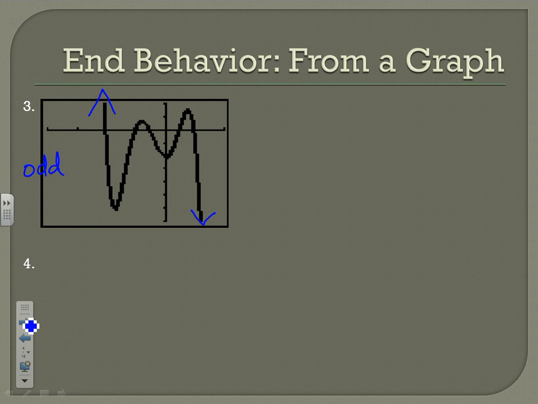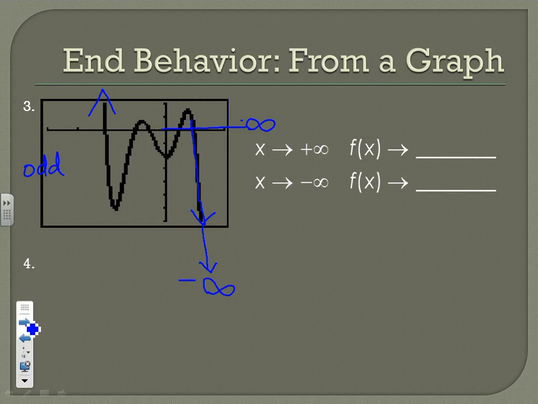Now, if I'm looking at it, as my x values go toward positive infinity, what are my y values doing? Well, they're going down, down, down. So if my y values are going down, they're approaching negative infinity. But then if I go the other way, if I'm doing my x approaching negative infinity this way, to the left, my graph is actually going up. So that means that graph is approaching positive infinity.